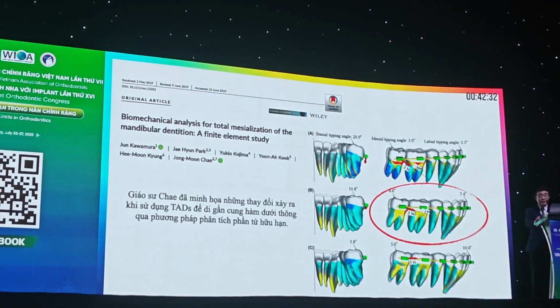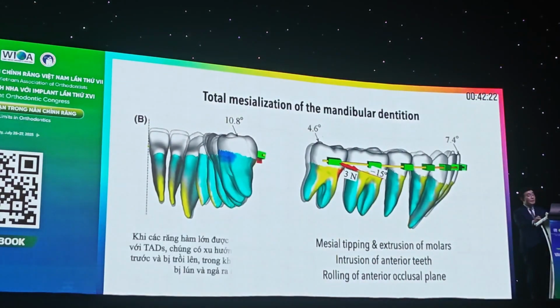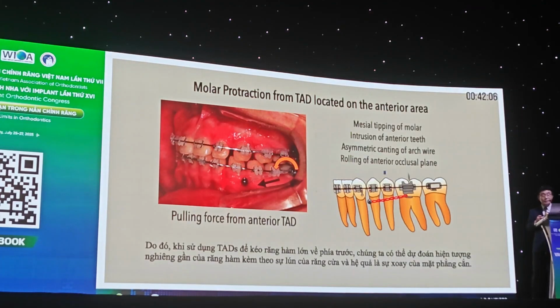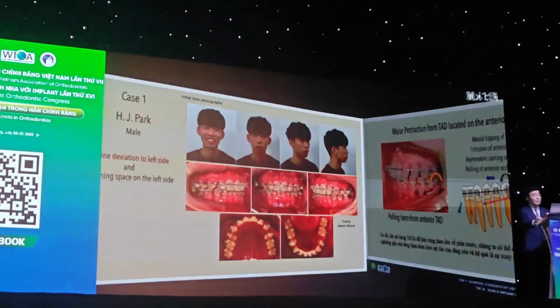Professor Che illustrated the changes that occur when utilizing pads to protract the mandibular arch through finite element analysis. When the molars are protracted with pads, they tilt forward and become extruded, while the incisors typically exhibit intrusion and protrusion. Thus, when employing pads to pull the molar forward, we can anticipate a major tipping of the molars accompanied by intrusion of the incisors and subsequent tilt of the occlusal plane.